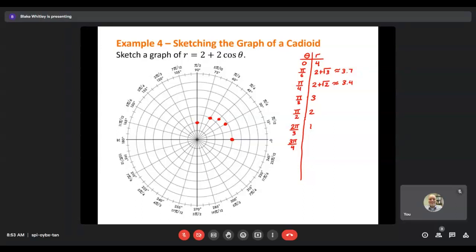So if we do 2 plus 2 cosine 3 pi over 4, it's going to give us approximately 0.58. So I'm just going to round that to 0.6. 2 plus 2 cosine of the next value, which is 5 pi over 6, gives us about 0.3. And then we'll do pi. And that should give us 0.